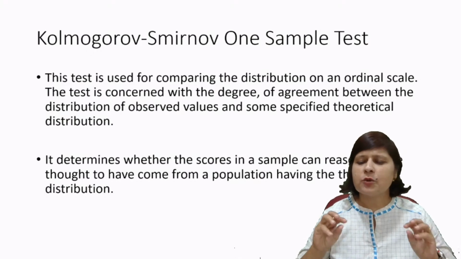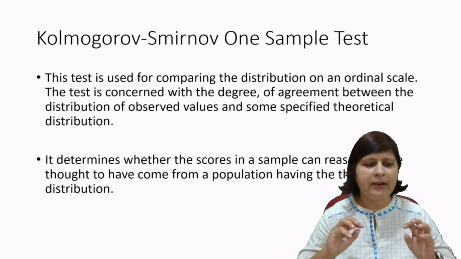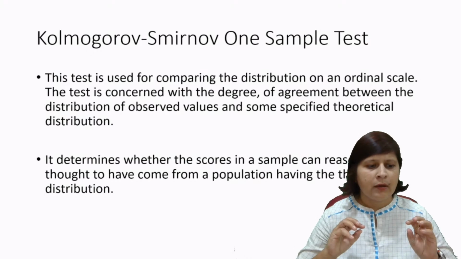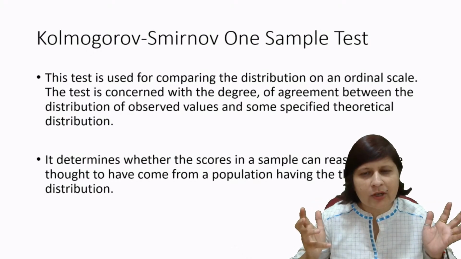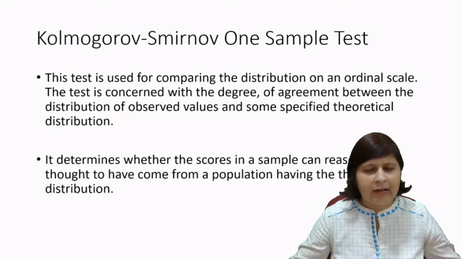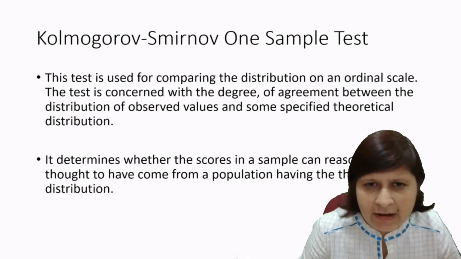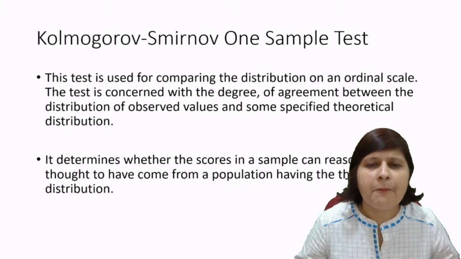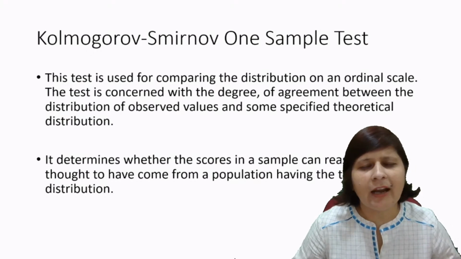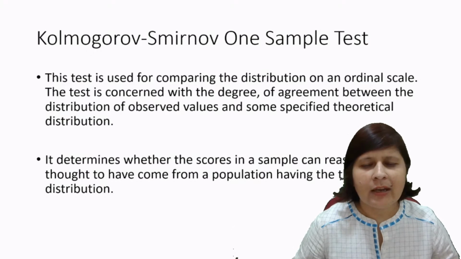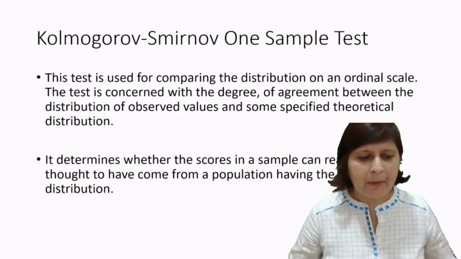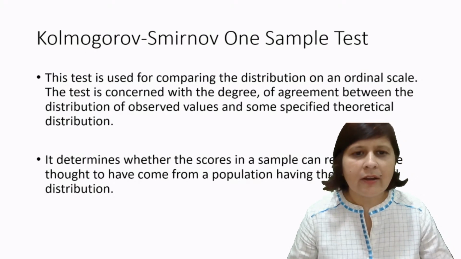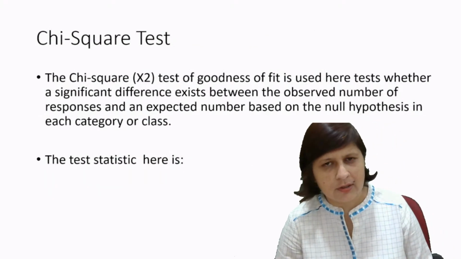It determines whether scores in a sample can reasonably be thought to have come from a population having a theoretical distribution. Right? There is a specified theoretical value, and when you compare your observed value with that theoretical value, then you can analyze whether your data has come from a population having the theoretical distribution or not, right?